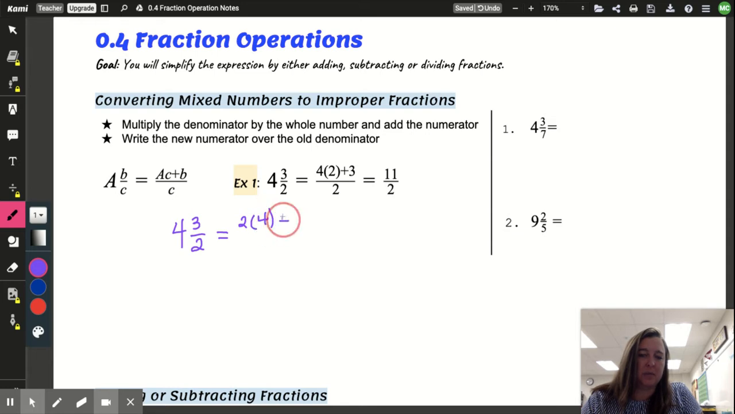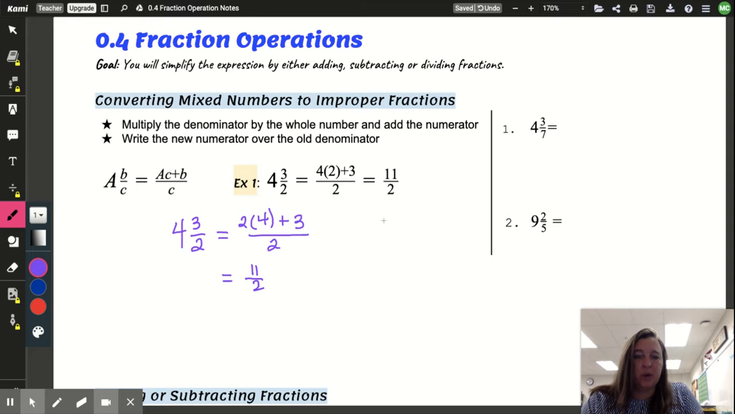Multiply it times the whole number, then add the numerator. And then it still stays over the same denominator, so it's still over 2. From there, we just have to calculate. So on the top, I've got 2 times 4 is 8. 8 plus 3 is 11. So now I've got 11 over 2, which is what they said the answer was.